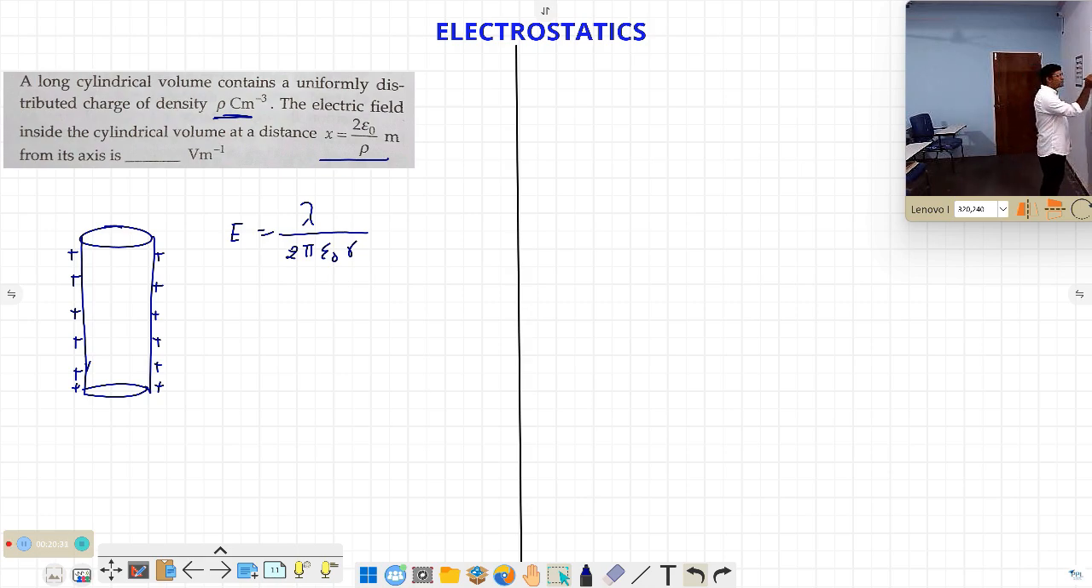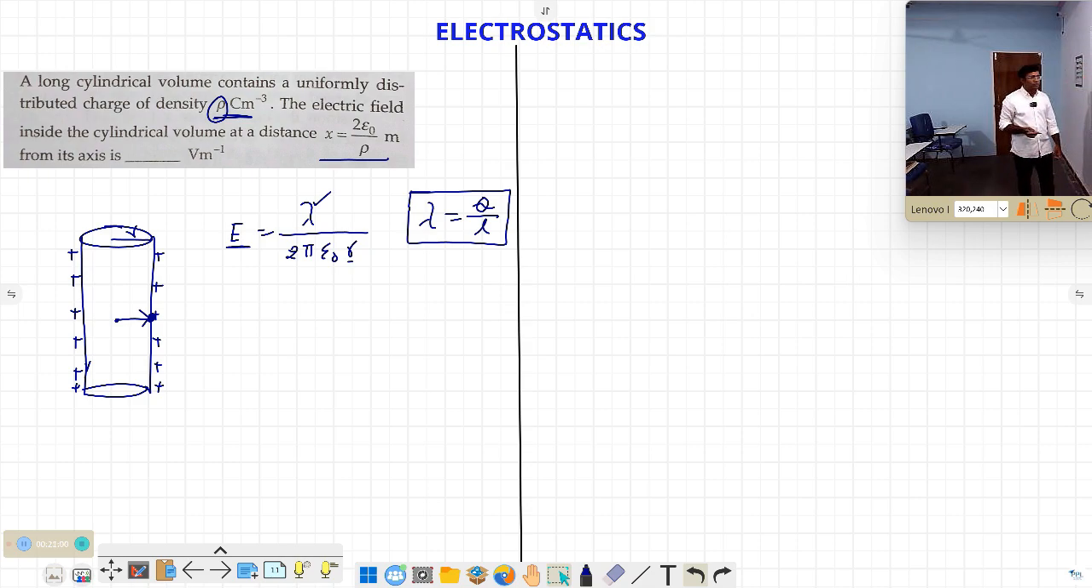Suppose r is the radius of this cylinder, and you are calculating the electric field intensity on the cylindrical surface from the center of this cylinder. In this case r is that effective distance, and the electric field is equal to lambda by 2 pi epsilon naught r, where lambda is the charge occupied per unit length, that is Q by L. So here lambda is called the linear charge density.